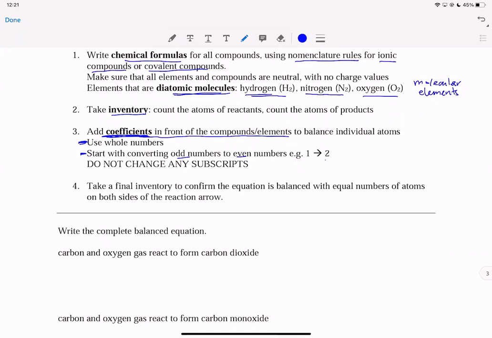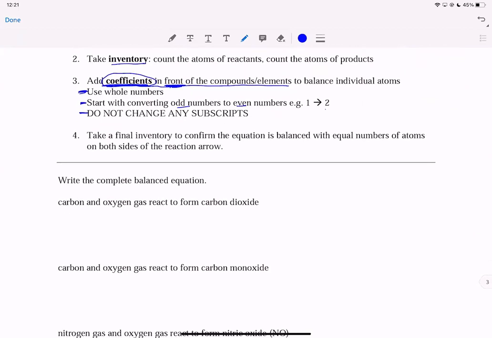And one very important thing is don't change any subscripts. Even though you want to change subscripts, the only way you can balance atoms is by adding coefficients. That's the number at the front. So it has to be a number at the front. It should never be any subscripts.